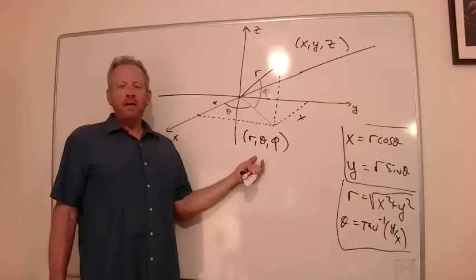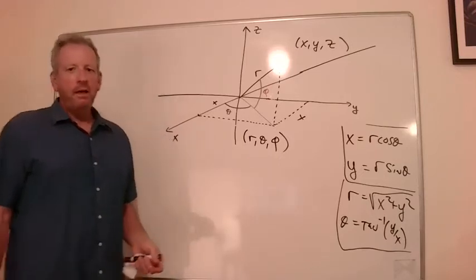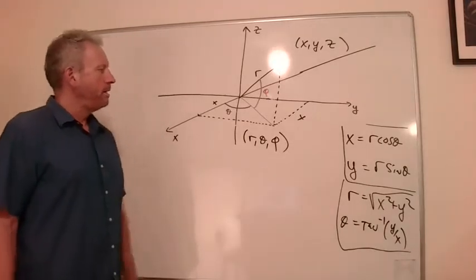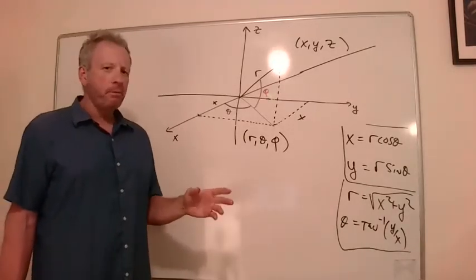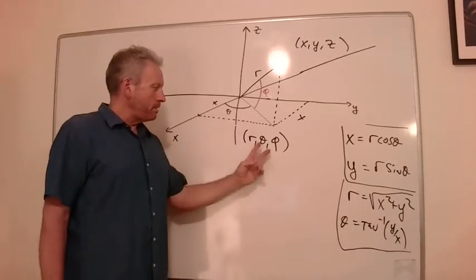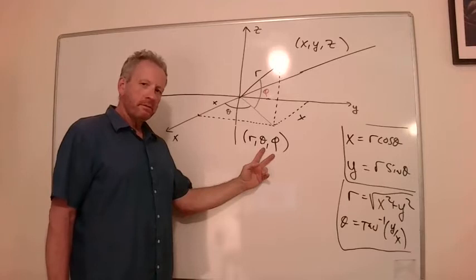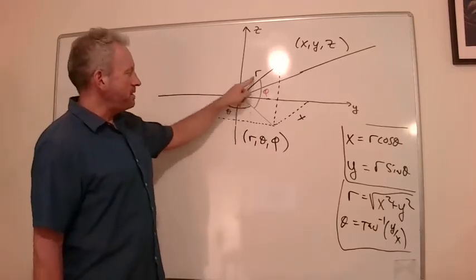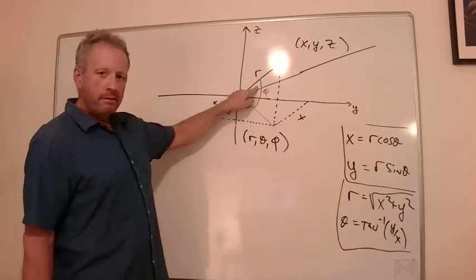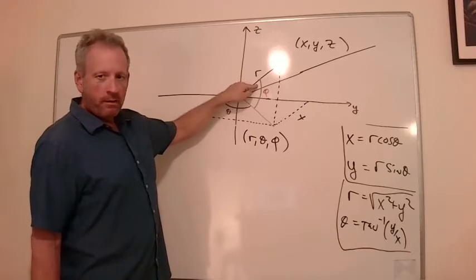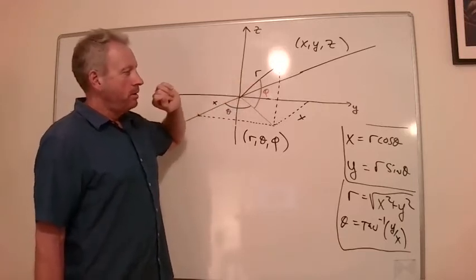Can that be confusing? Yeah, it actually can. I was curious about something, and I noticed that Wikipedia makes a point of this, and I think it's a good thing to make a point of, particularly because some books will switch these two, and some people will specify this angle not from this plane to this vector, but from the z-axis down to this vector.